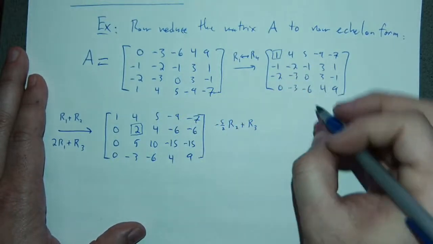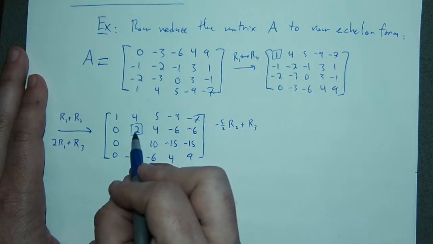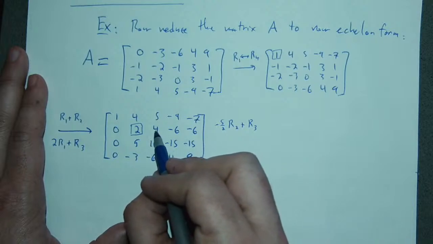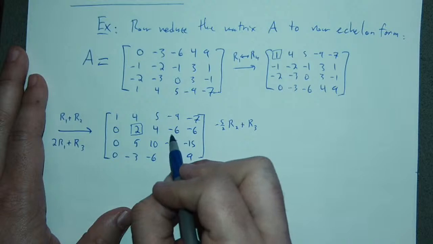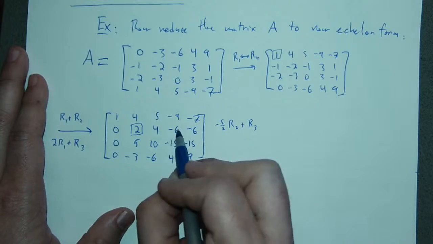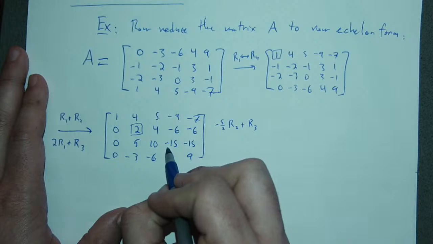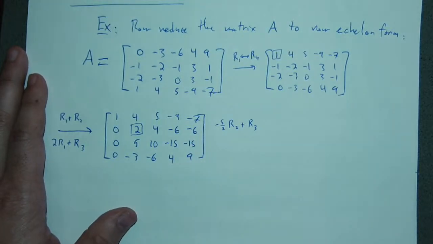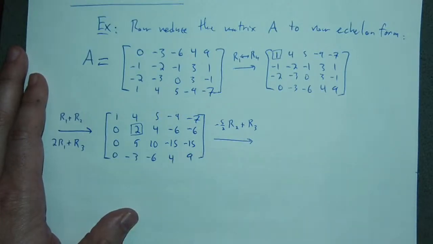What do I get when I do that? Minus 5/2 times 2 is minus 5 plus 5, that's 0. Here, this would be minus 10 plus 10, that would be 0. Here, this would be plus 15 plus minus 15, that's 0. And here it would also be 15 plus minus 15, which would be 0. So this is actually going to zero out my third row entirely.